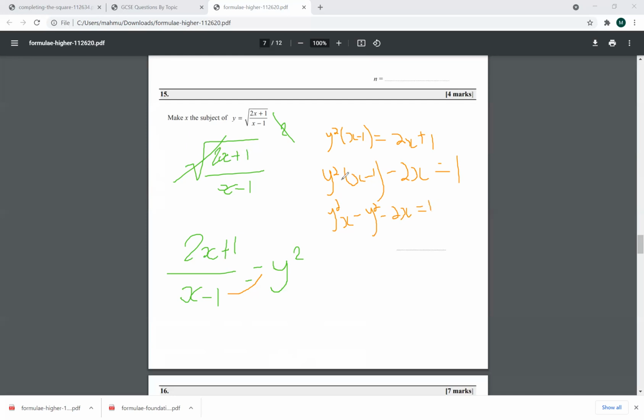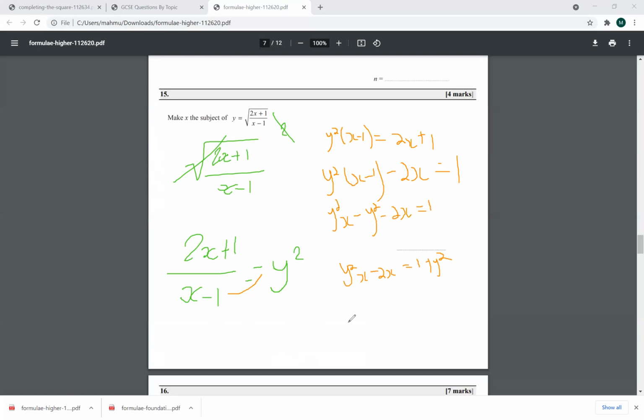So what I did, I've opened up this bracket. Now, I could take this y to the other side. So I'll have, this is a long process, yx squared minus 2x, because we're making x the subject, equals 1, this is a minus there. If I take it to the other side, it becomes a plus y squared. That's the first part.